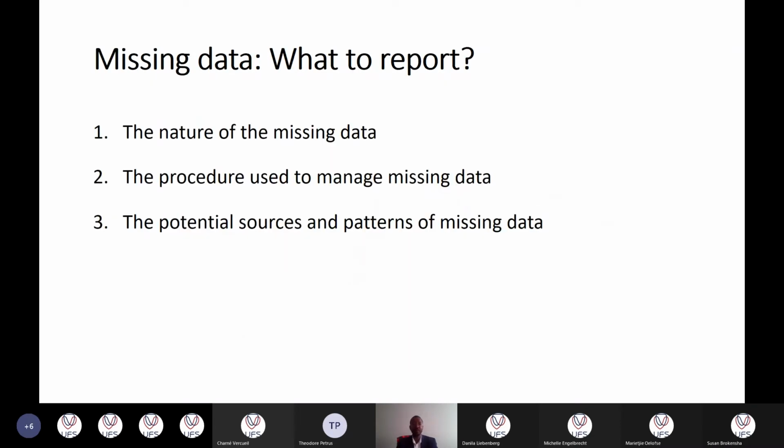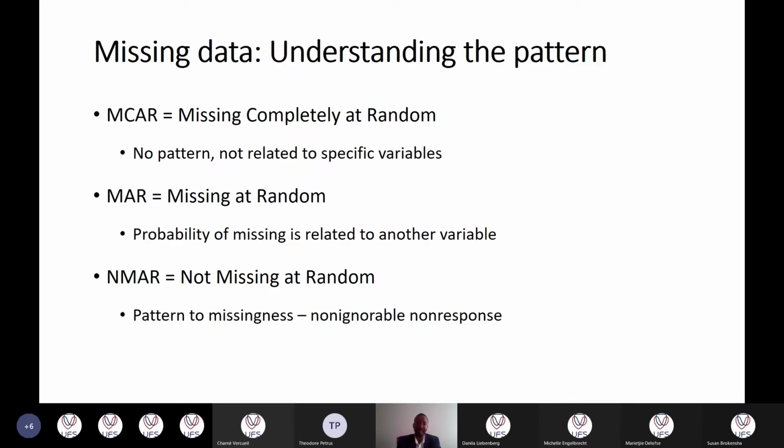Missing data. So many journals require that you report how you managed missing data. They want to know the nature of the missing data, the procedure you used to manage the missing data, the potential sources and patterns of the missing data. Now, it could be missing completely at random, which I think would be better. So it's absolutely random. There's no pattern. It's not related to any specific variables.